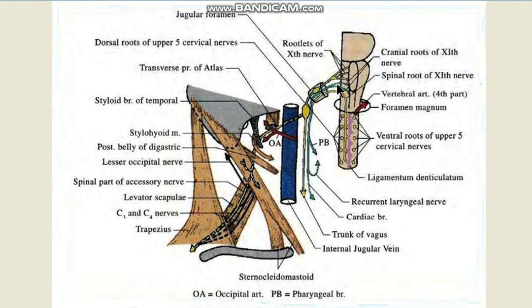On the other hand, the cranial part of the accessory exits the medulla oblongata on its ventral surface in a groove between the olive and the inferior cerebellar peduncle, in line with the glossopharyngeal and vagus nerves. So the 9th, 10th and 11th cranial nerves exit the medulla oblongata in a vertical series.